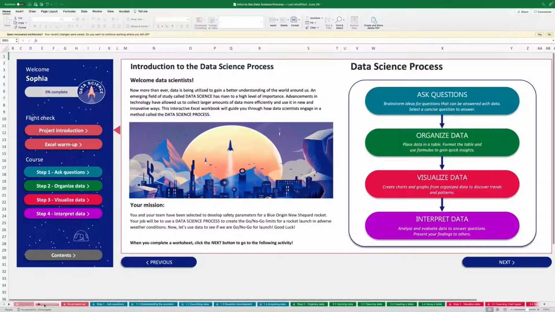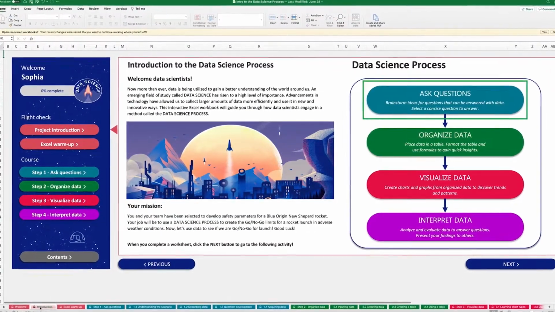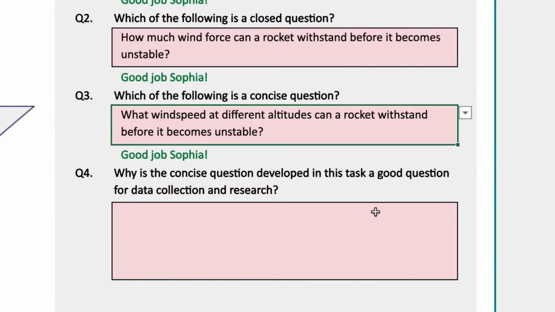The first step in the Introduction to Data Science process is to ask questions. In this step, students brainstorm ideas to formulate the right questions for gathering actionable data.